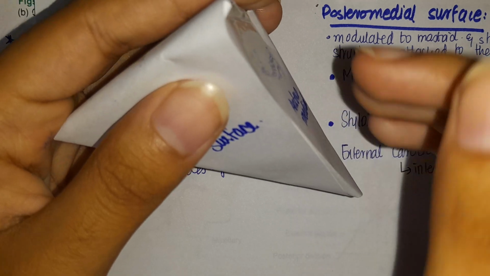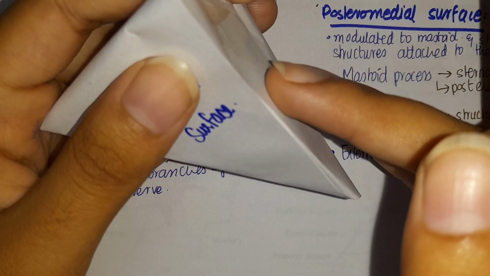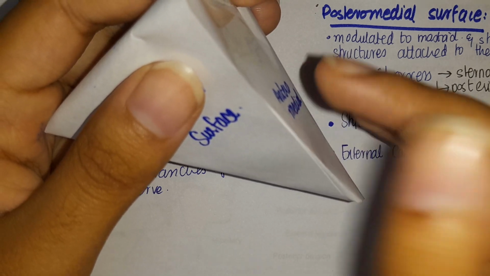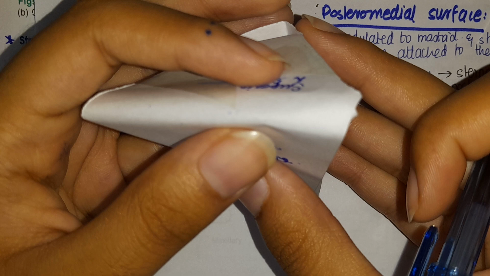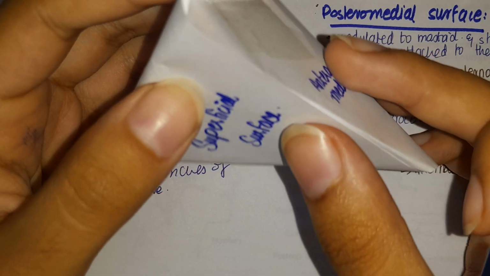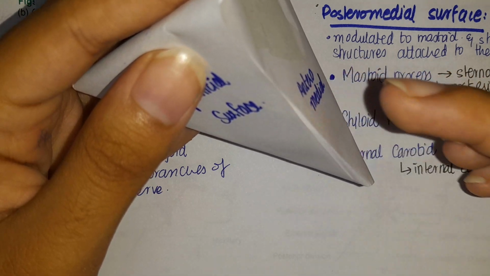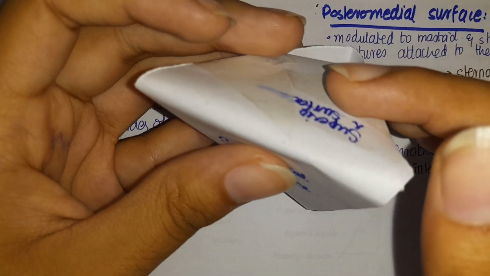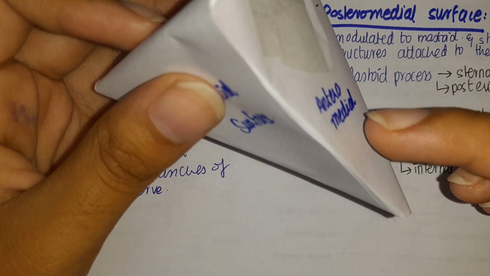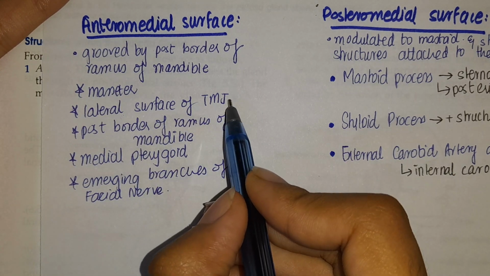Now they are telling you that this anteromedial surface, first of all, will be related to the lateral part of the temporomandibular joint. I told you this superior surface was related to the posterior part of the temporomandibular joint, but this anteromedial surface will be related to the lateral part of the temporomandibular joint. We have to remember this with the posterior part, this with the lateral part. So the first relation is the lateral surface of the temporomandibular joint.